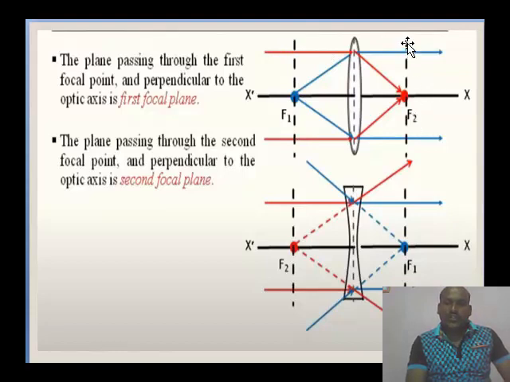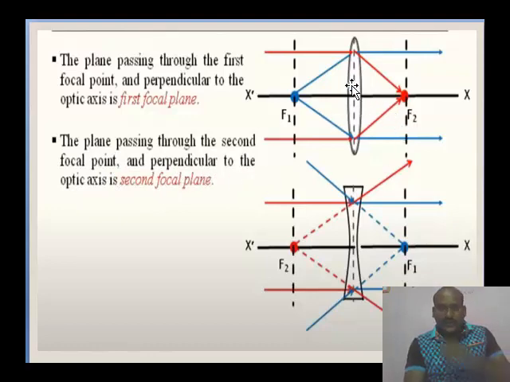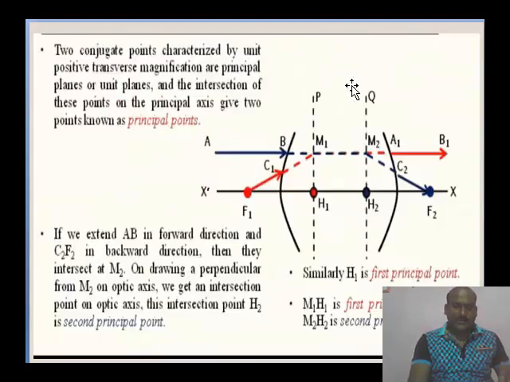Same here, the plane passing through the second focal point and perpendicular to the optic axis is the second focal plane. Look here, the plane passing through the second focal point and perpendicular to the optic axis is the second focal plane. So this is all about the focal points and focal planes.